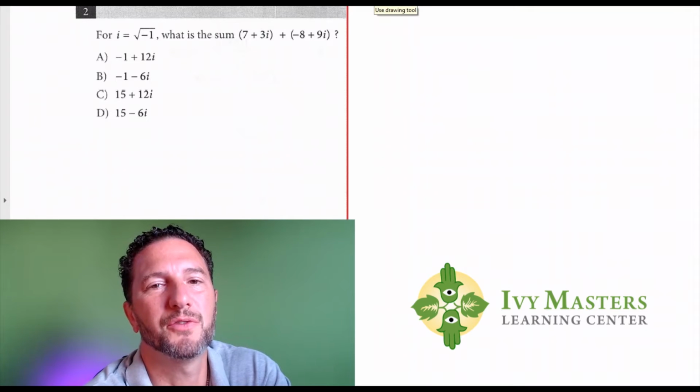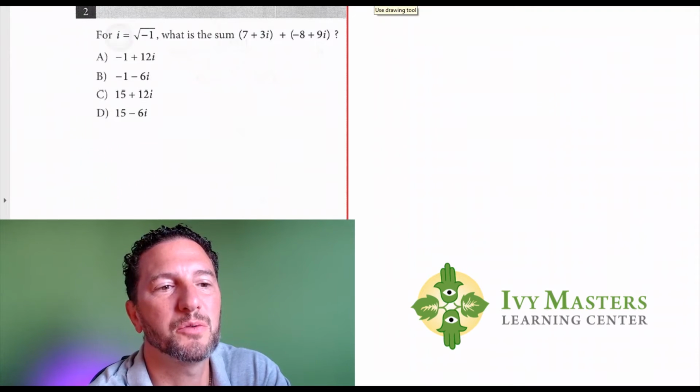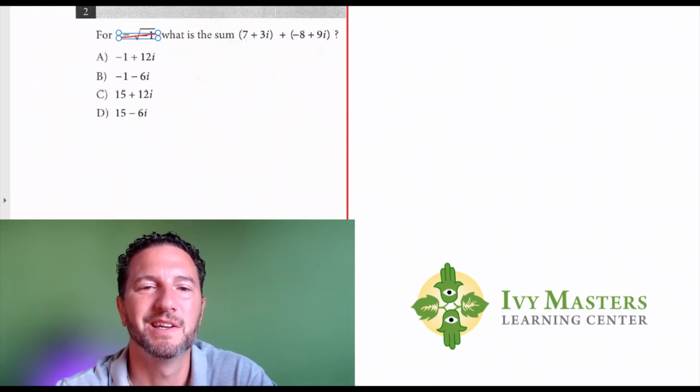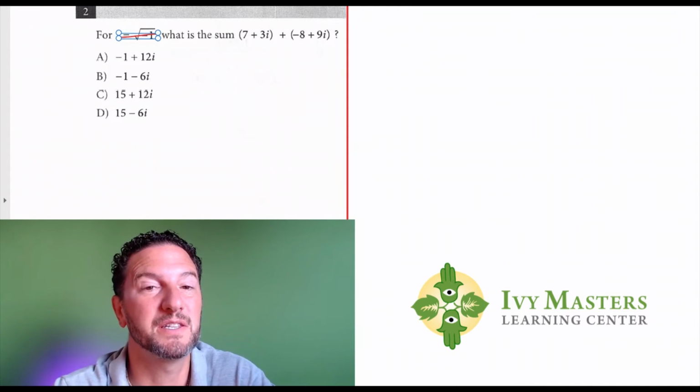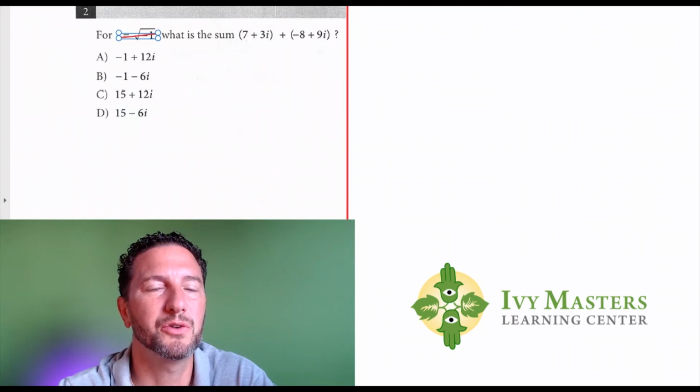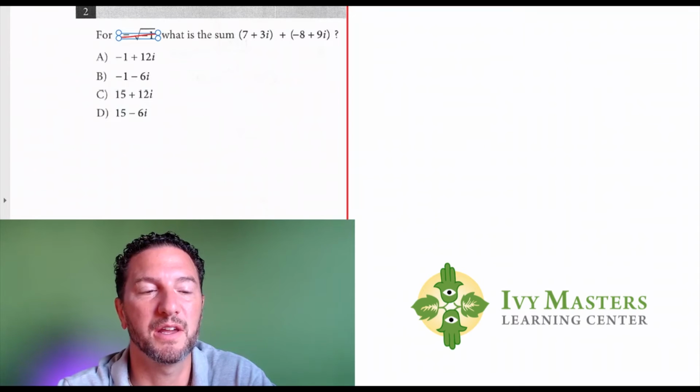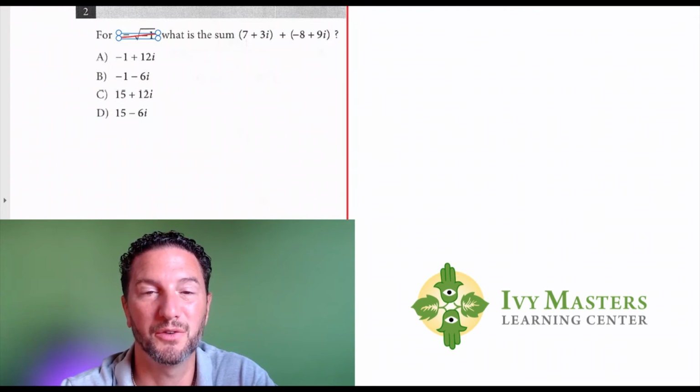So first off, what I want you to always do is ignore where it says i equals the square root of negative 1. Now if you ever find i squared, then you have to replace it with negative 1, but one of the 2 common mistakes here is to replace i with the square root of negative 1, and then students get confused. The other common mistake here is to FOIL.